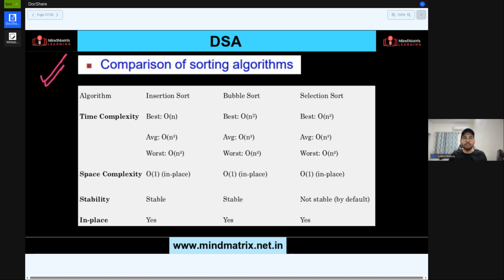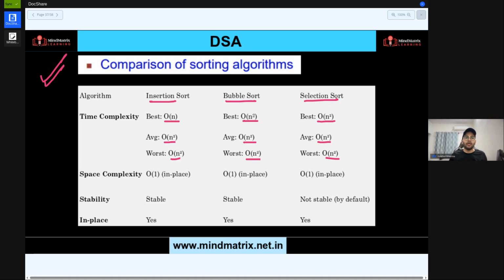Let's see the comparison table also. So this is for insertion, bubble, and selection sort. Best case, order of n time, just now we have seen. For bubble sort, order of n square. If you apply the optimized version by using the flag, then you can have order of n. By default, it is order of n square. Selection sort, in all cases, it is order of n square. And average is also order of n square. Worst is also order of n square in all three algorithms.